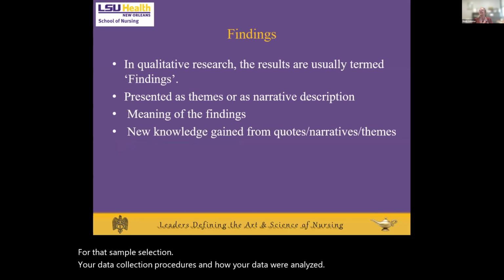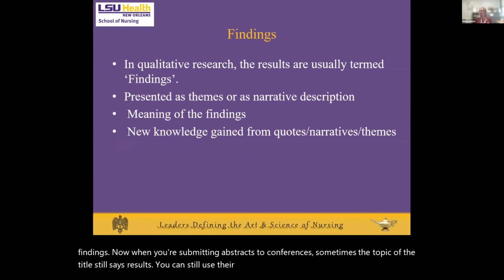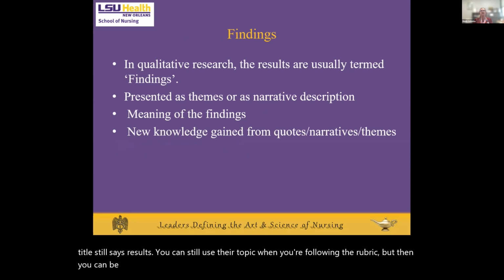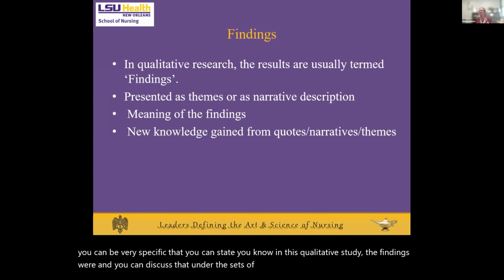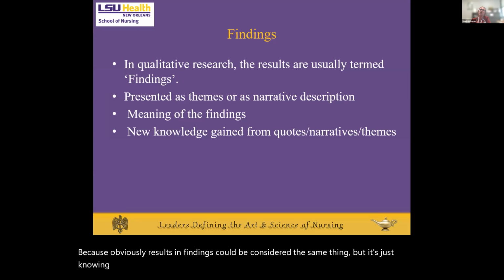For the findings section, instead of results, usually a qualitative abstract is termed findings. Now, when you're submitting abstracts to conferences, sometimes the topic of the title still says results. You can still use their topic when you're following the rubric, but then you can be very specific that you can state, in this qualitative study, the findings were, and you can discuss that under the sets of results, because obviously results and findings could be considered the same thing, but it's just knowing that in general, in qualitative, the term is usually called findings.